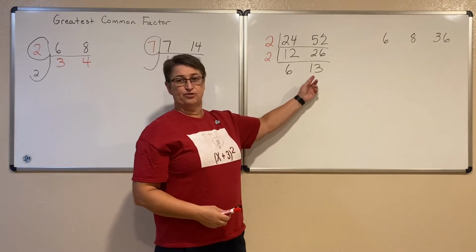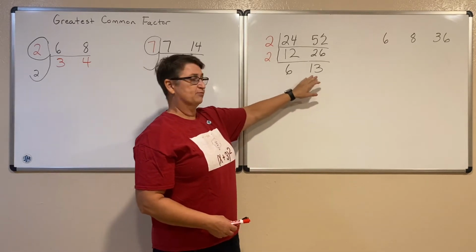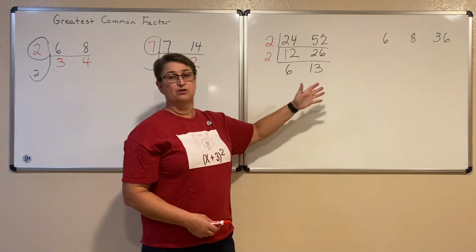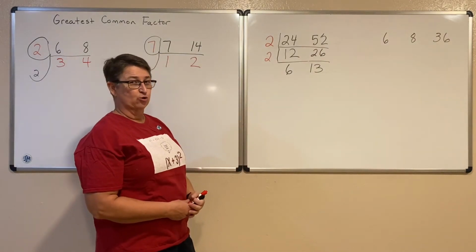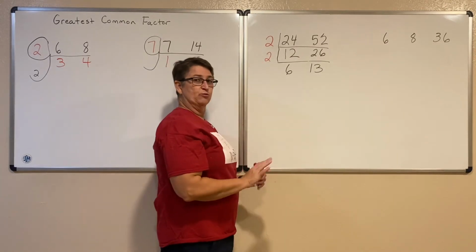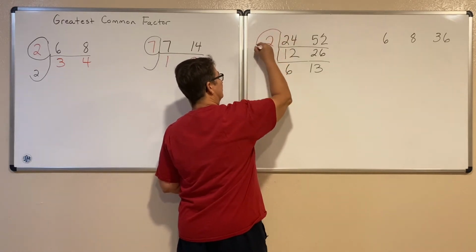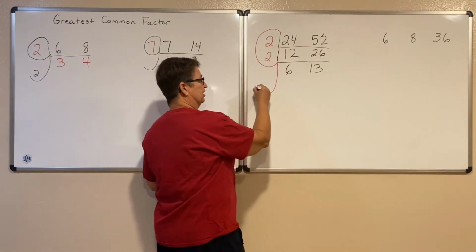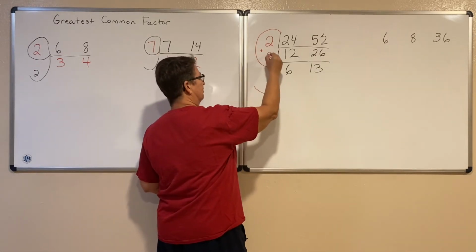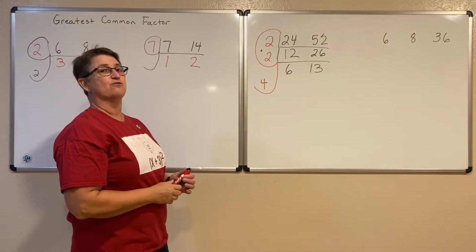6 is even, but 13 is not, so 2 won't go in there. 3 goes into 6, but 3 doesn't go into 13. In fact, 13 is prime. So the only numbers that go into 13 are 1 and 13. So these two numbers are relatively prime, so we can stop. So we know that this 2 and 2 are the only factors that are going to go in there. Because they're factors, we're going to multiply them together. 2 times 2 is 4. So our greatest common factor is 4.